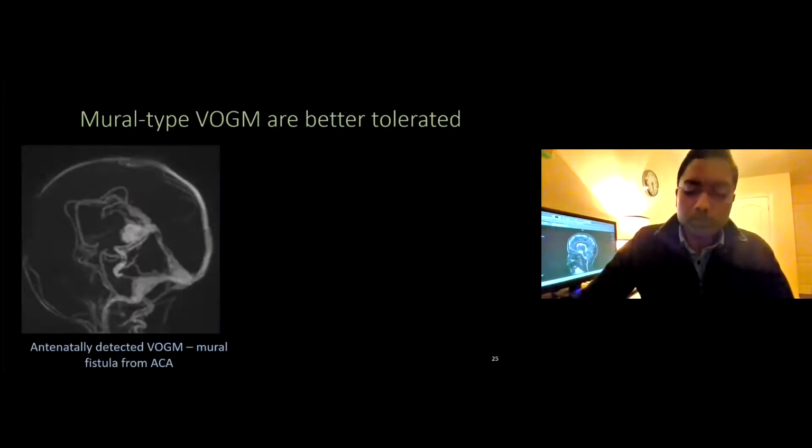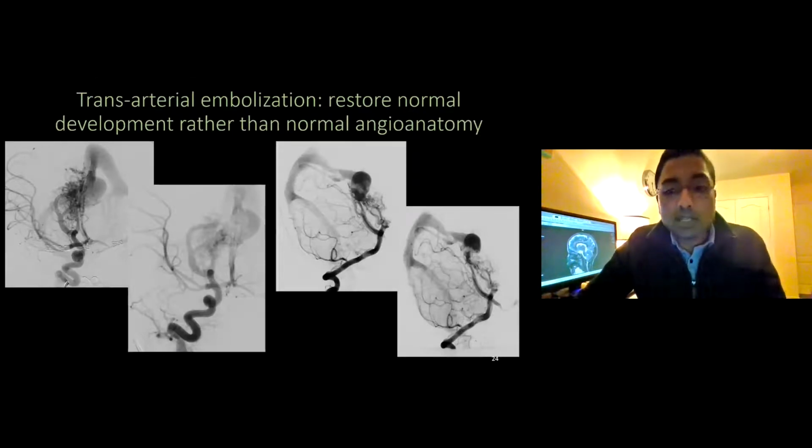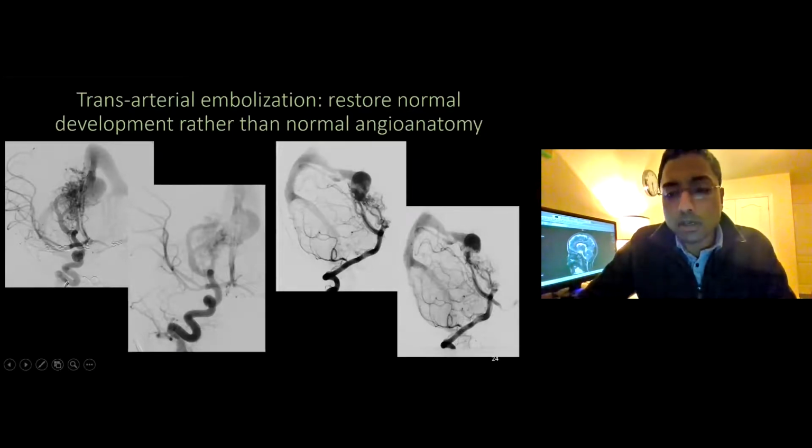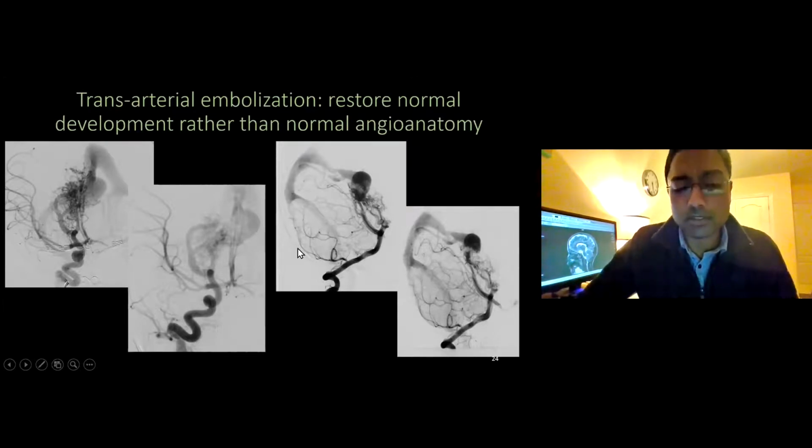So the mural types of this, what I showed you here is called a choroidal type of vein of Galen malformation. And you can see these multitudinous vessels, many small arteries. Almost it looks like there's an AVM and then it goes into the vein of Galen malformation. But these are all arterial feeders and they hook into the vein of Galen malformation. And this is called the choroidal type.